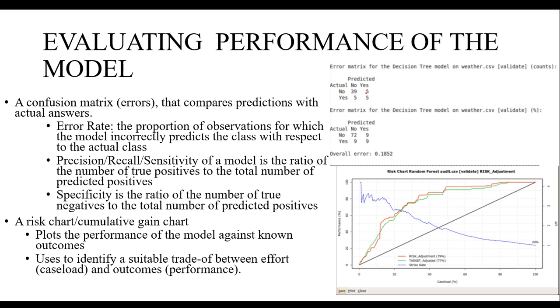So one example is here, and this is what is predicted and what is actual. Actual no versus predicted no is 39, but actual no versus what is predicted yes is 5. So this error is 5 here. What is yes in actual and also predicted yes is 5, but what is yes but predicted no is 5. Correct?